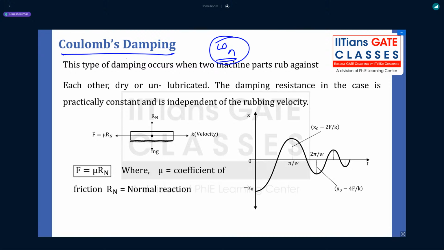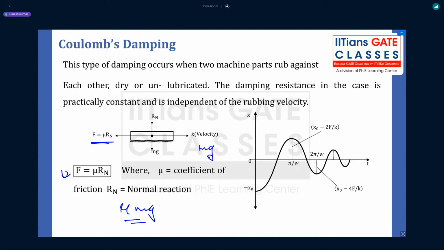So basically, what is Coulomb's damping? The damping produced due to friction is Coulomb's damping. It is also known as dry friction damping. Suppose a system is oscillating on a rough surface, so there will be a force due to friction, which will oppose the motion: F equal to mu Rn. What is Rn? It's the normal force, and it is given by Mg. So the friction force is mu Rn or mu Mg. This will be the resisting force.